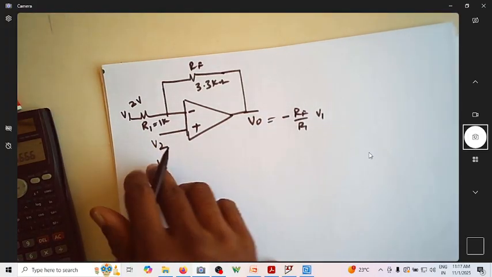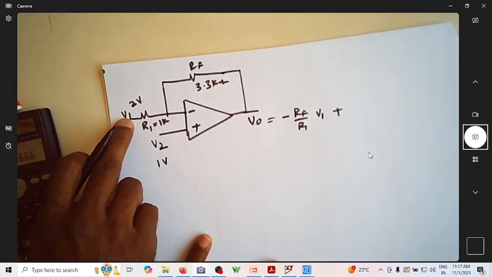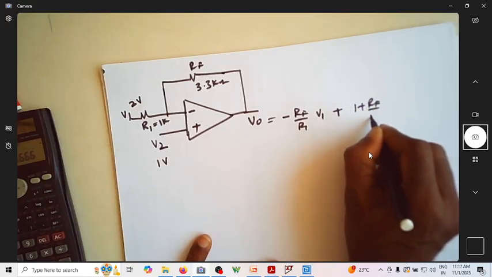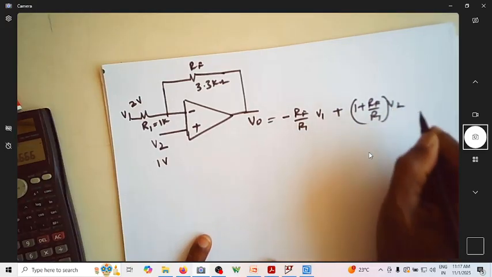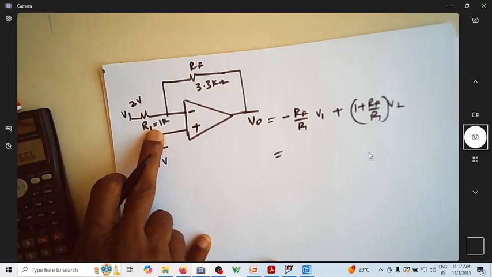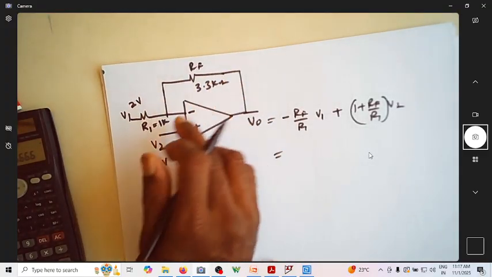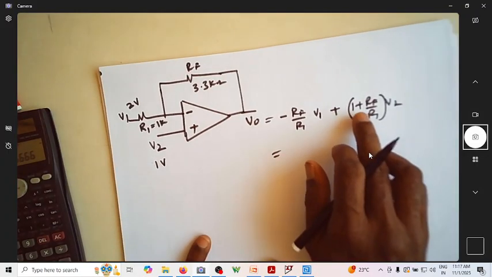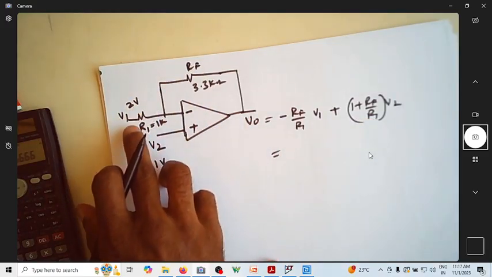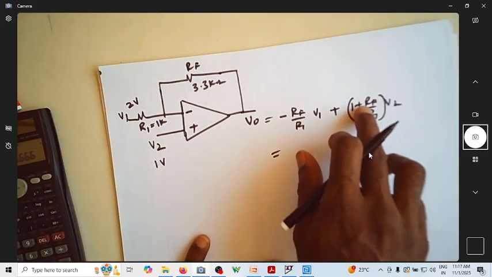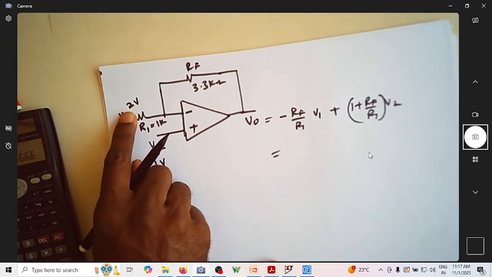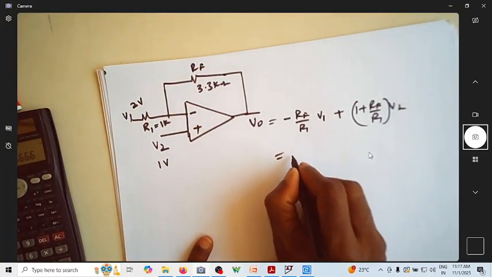Next, when you consider V2, when you make this ground, it is 1 plus RF by R1 times V2. Why? Because this input is the non-inverting input. So this will act like a non-inverting amplifier by grounding this. That's why we know that non-inverting amplifier gain is 1 plus RF by R1. So that's what is non-inverting gain. This is inverting. When you don't consider this, when you consider only V1, it is minus RF by R1. So it is minus.